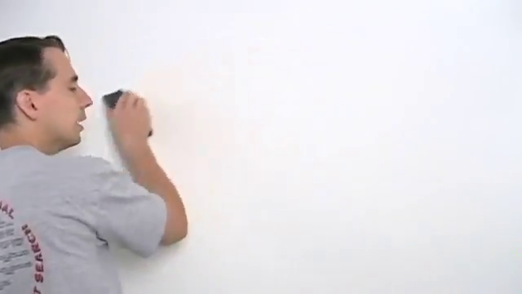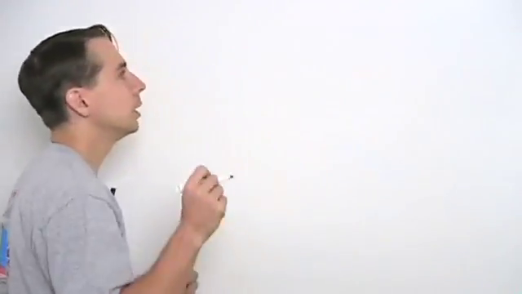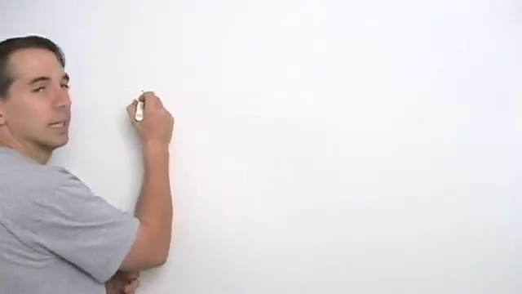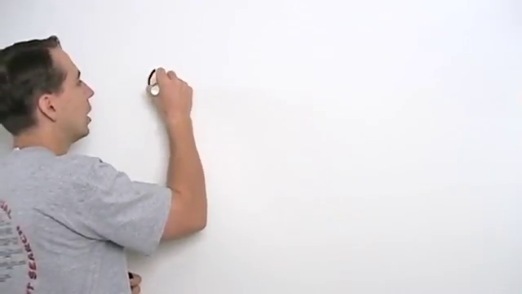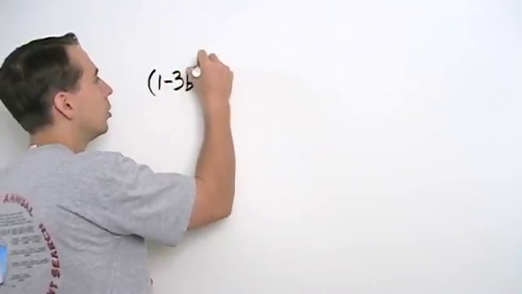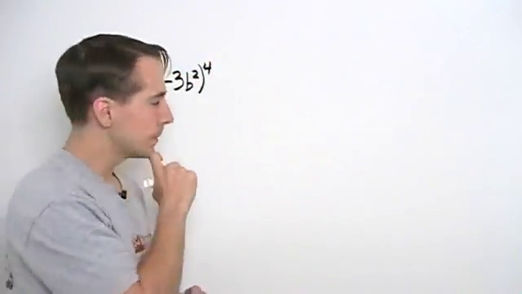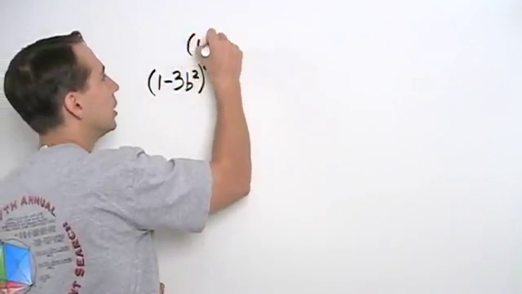I'm going to write it again a little smaller because I don't have nearly enough room to write it all that big, and see if we can do this without copying the formula. We've got (1 - 3b^2)^4. What does that mean? That means I have 4 of these, and I'm multiplying them all together.